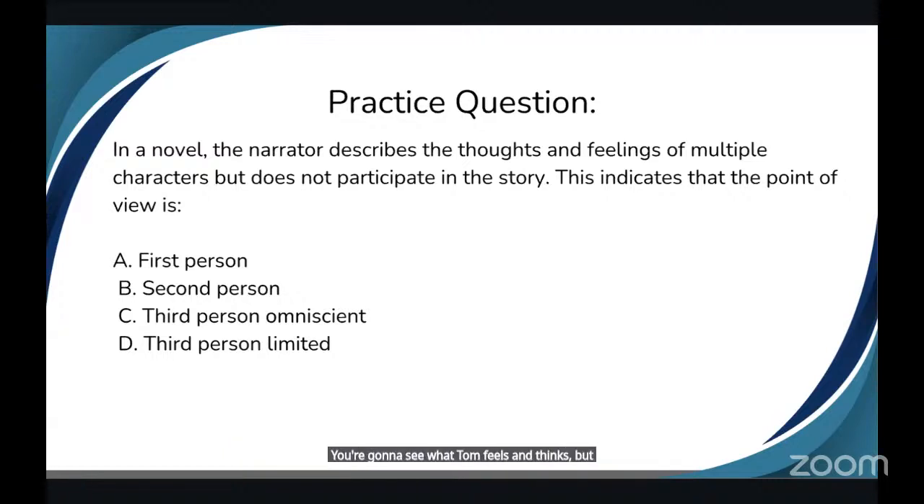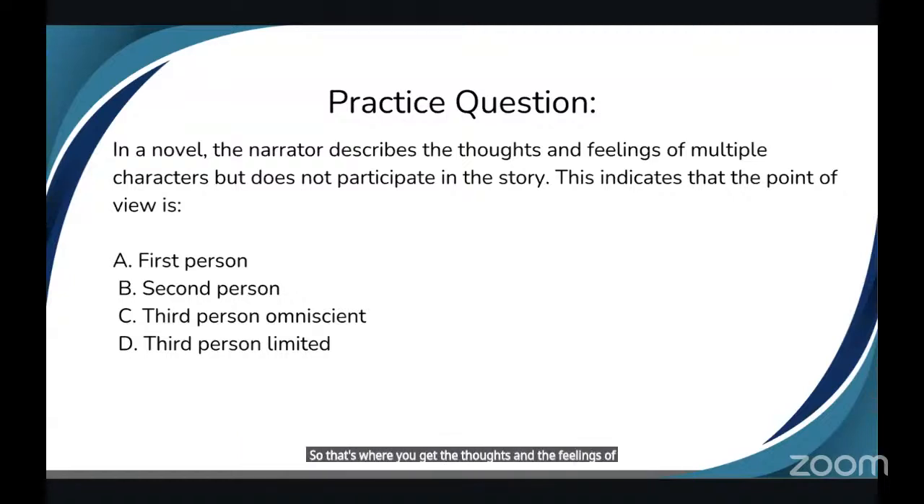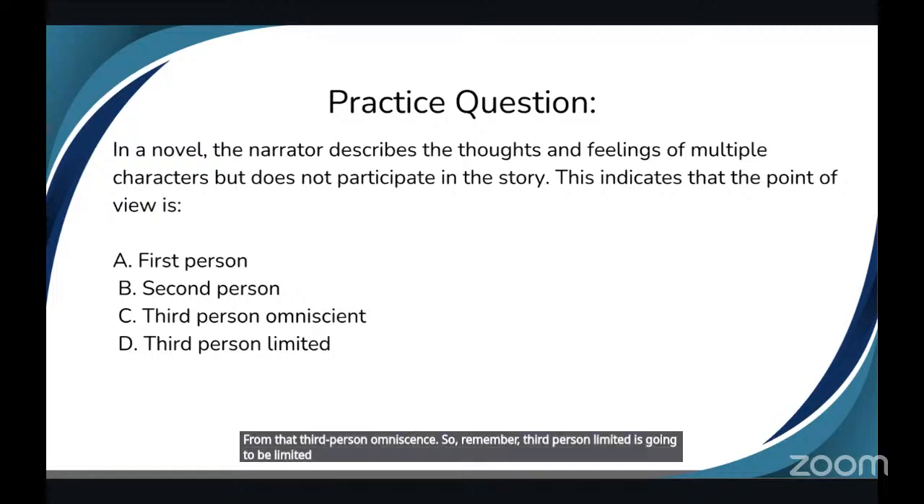But then you're also going to see what Wes thinks, and then you're going to see what Alicia thinks, and you're going to see how they interact and how they all think. So that's where you get the thoughts and the feelings of the multiple characters from that third person omniscient. So remember, third person limited is going to be limited to one, maybe two, but typically it's going to be limited to one character's perspective. All right? Any questions there?